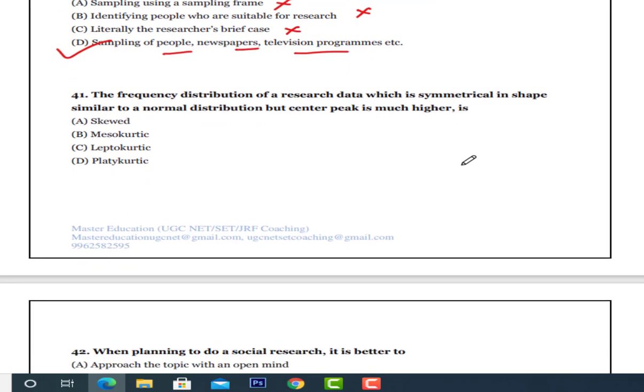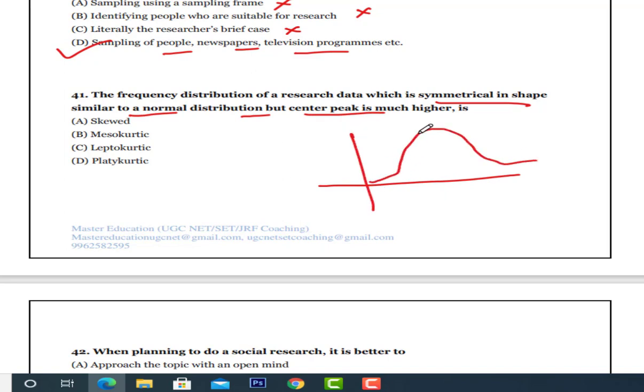The next one: the frequency distribution of research data which is symmetrical in shape, similar to a normal distribution but with a center peak. So if you are doing some research and the result comes like this, where the center part is at the peak, or the center peak is much higher, then it is called leptokurtic. This is called leptokurtic.